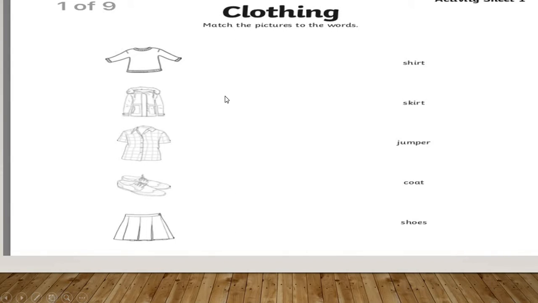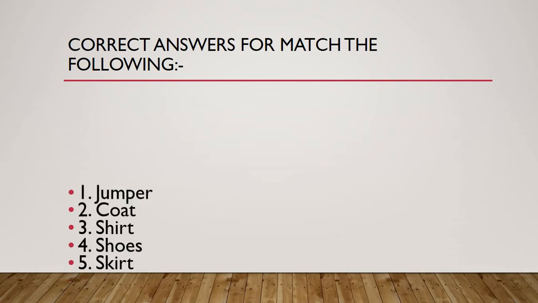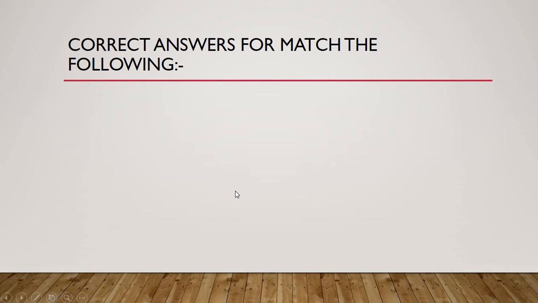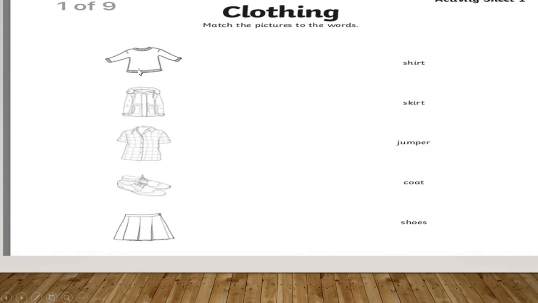So let us verify our answers. The correct answer for the match the following is, like you can see, first one was jumper, second was coat, third was shirt, fourth shoes, like I said, and the last one was skirt. Clear enough? I'll play it again for you. See, first one jumper, second coat, third one shirt, whereas second last is shoes and the last one is skirt.